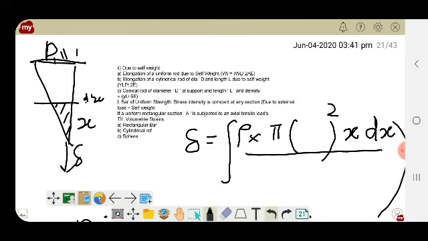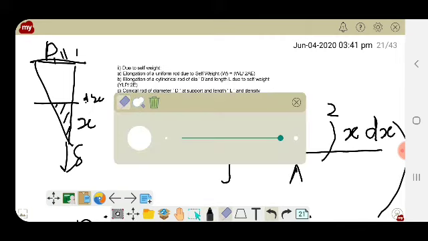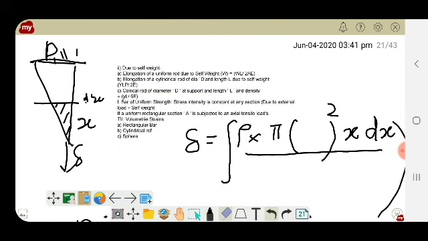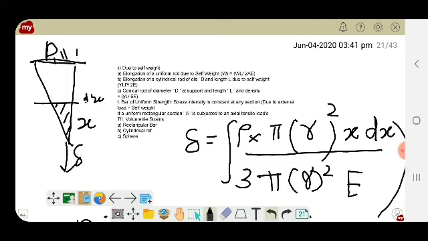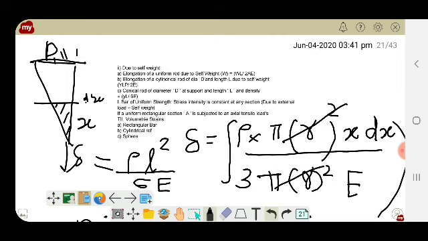By AE, the area at that section is nothing but one by 3 pi times the radius at that section squared, times E. So if we cancel this, you will get it to be rho L square by 6E. So this is the thing to be remembered.